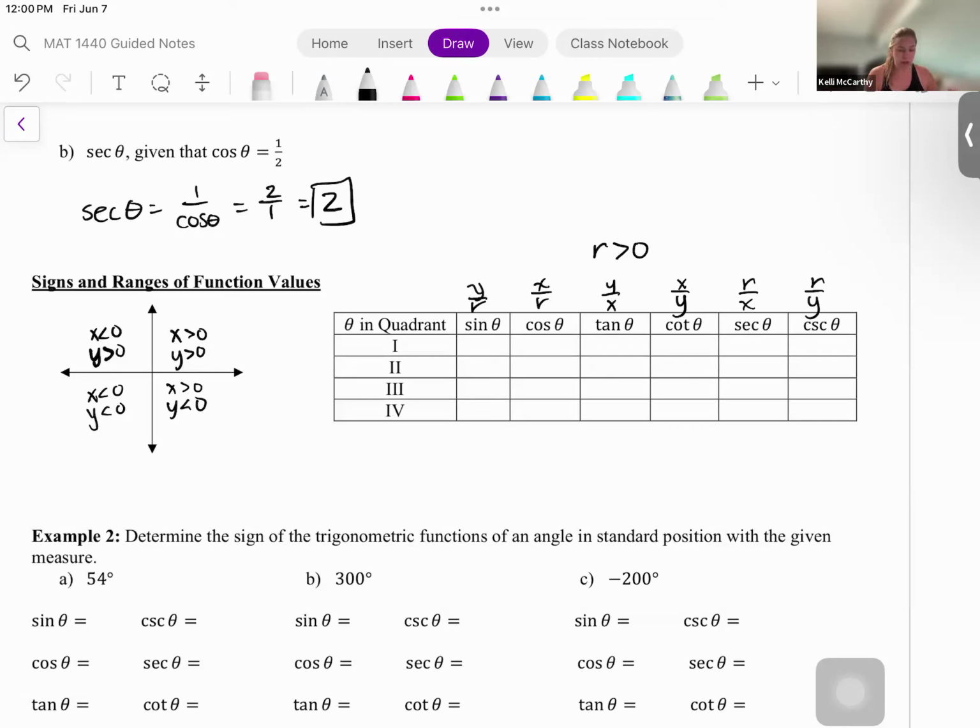So in our first quadrant, x is positive and y is positive. So for sine of theta, a positive divided by a positive is positive. For cosine theta, a positive divided by a positive is positive. For tangent, again, positive divided by a positive is positive. Now for our reciprocal functions, we're going to see the same sign as we did for the original three. So the reciprocal of sine is still going to have the same sign as sine.